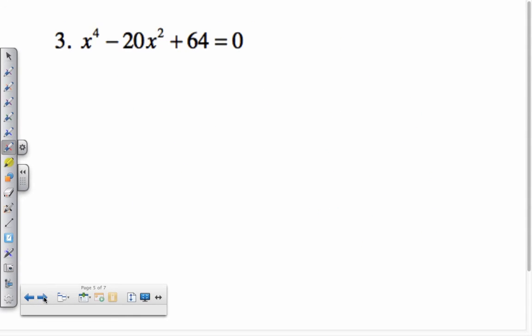Next example, x to the fourth minus 20x squared plus 64. This one here, we have an x to the fourth. Again, we saw these before, so this is kind of just a reminder. Since we need it to be x to the fourth, we're going to let y be x squared. The reason is because if you square y, you get x to the fourth.